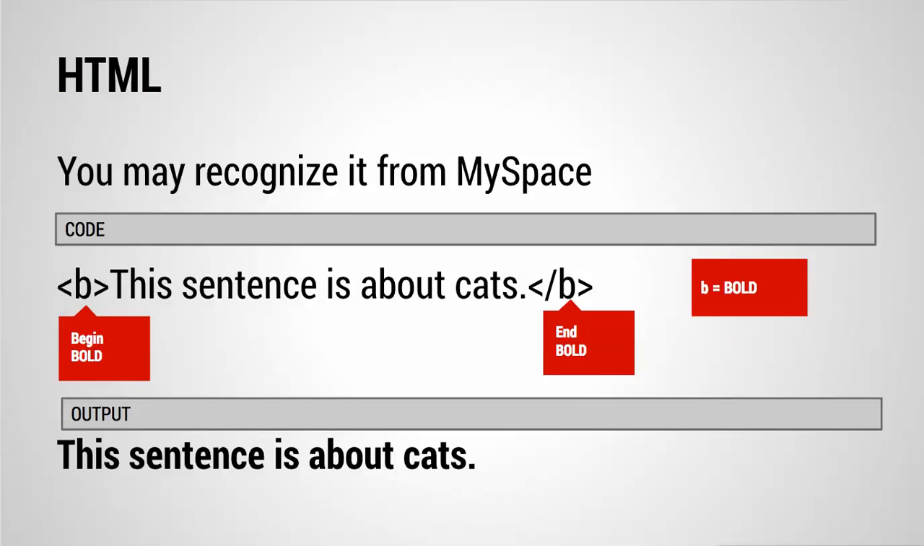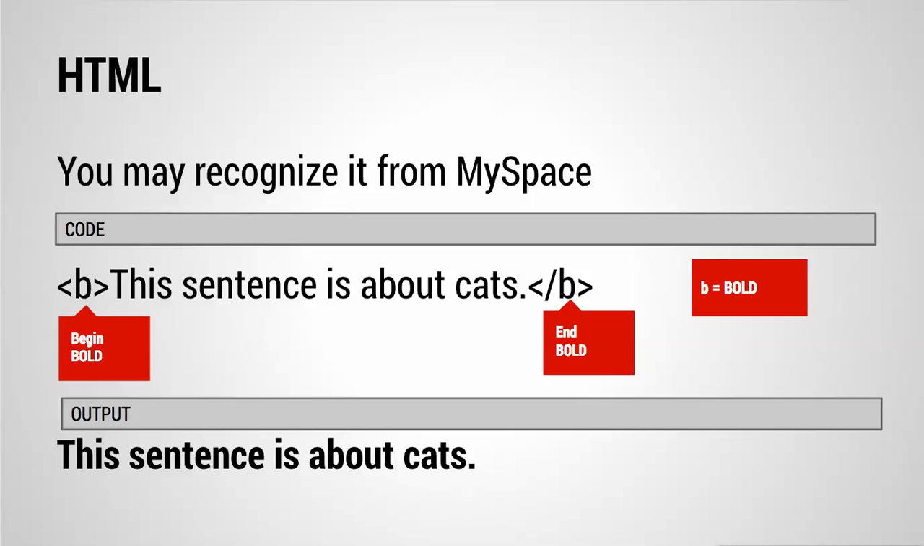Let's take a look at HTML. You may actually recognize some of these HTML tags from MySpace back in the day, if you had it. And you'll see that in the code section, if we put B in a little tag before and after this sentence, then the sentence comes out bold. So when the computer goes to the server and it gets this line, B, this sentence is about cats, end B, this little slash means end, it takes it to the browser, and the browser turns it into the sentence being bold. So B is bold.